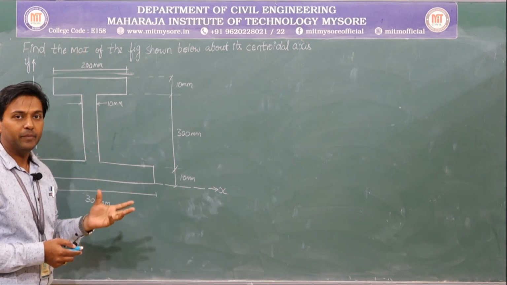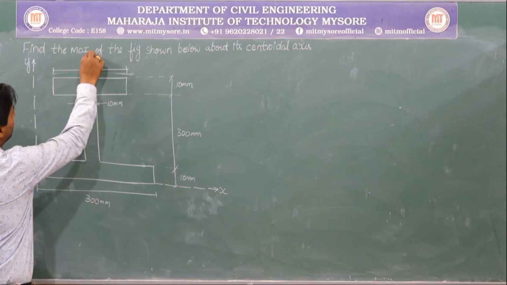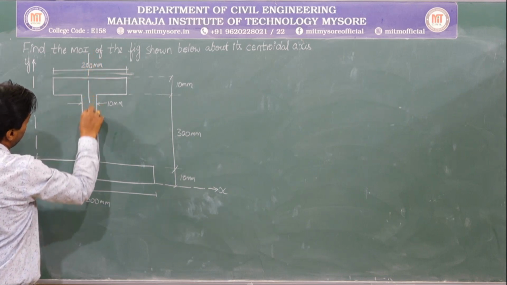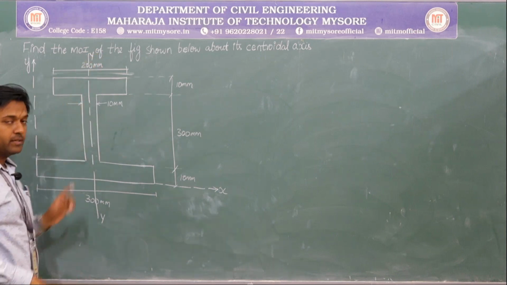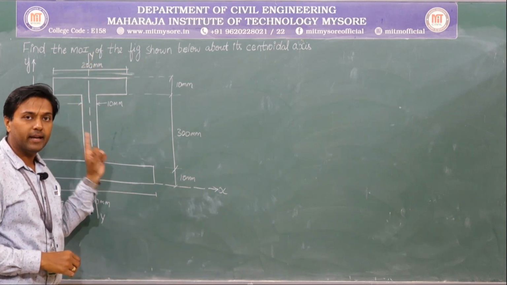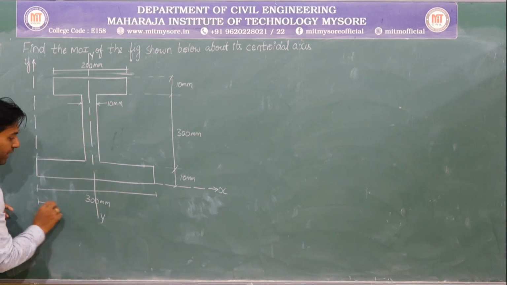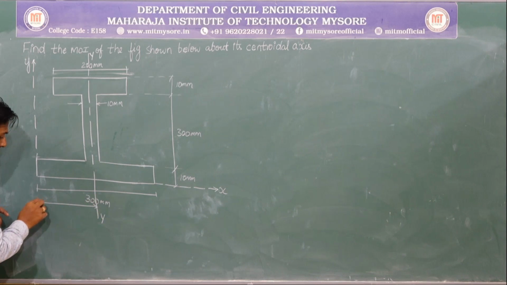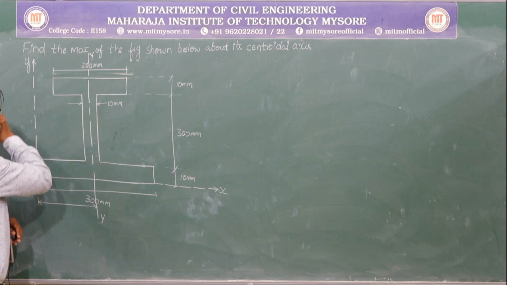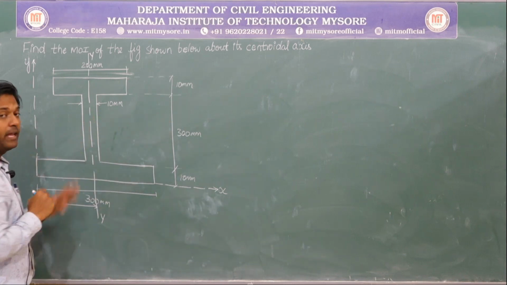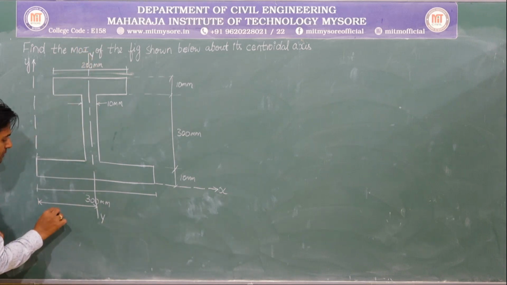We'll write a line: the given diagram is symmetrical about YY axis. First let me mark the YY axis. Whenever you have symmetry, you directly get the value of the centroid. If you have YY axis of symmetry, you get x bar. If you have XX axis of symmetry, you get y bar. In this particular diagram, you have YY axis of symmetry, so you will get x bar.